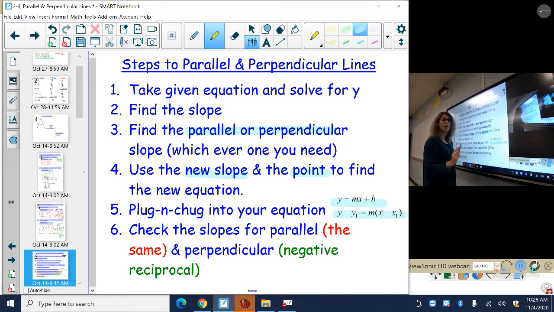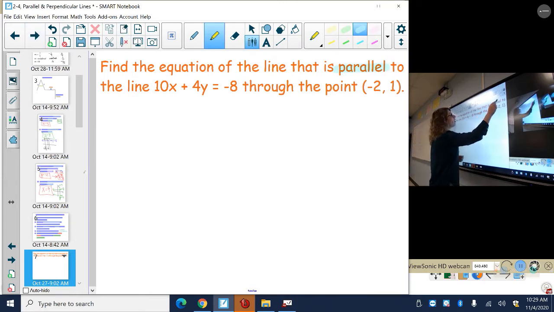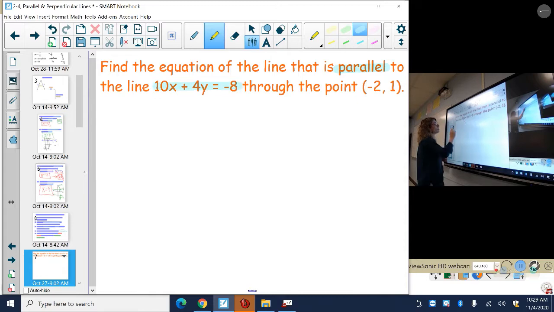Here's the equations you can plug and chug into. Y equals mx plus b or point slope formula. Check the slopes for the parallels, meaning they have the same slope. And then at the end, check for perpendicular, meaning they're negative reciprocals. So let's go ahead and do an example here. It says find the equation of the line that is parallel to 10x plus 4y is equal to negative 8 through the point negative 2, 1.